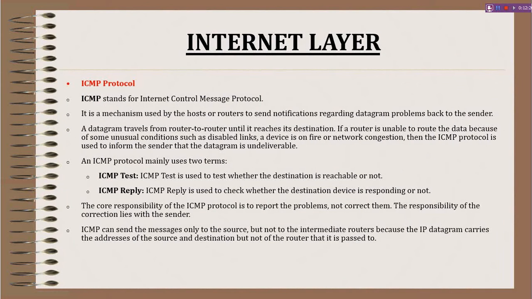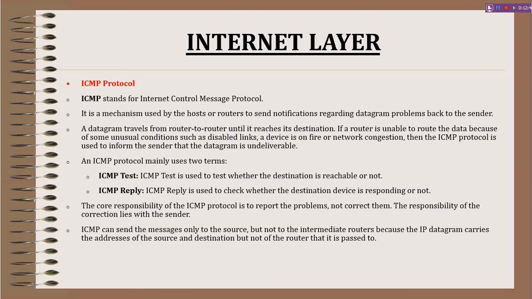Then the next protocol is the ICMP protocol. ICMP stands for Internet Control Message Protocol. It is a mechanism used by the host or router to send notification regarding datagram problems back to the sender. Means there is a mechanism in this protocol that it notifies if the datagram has some problem.